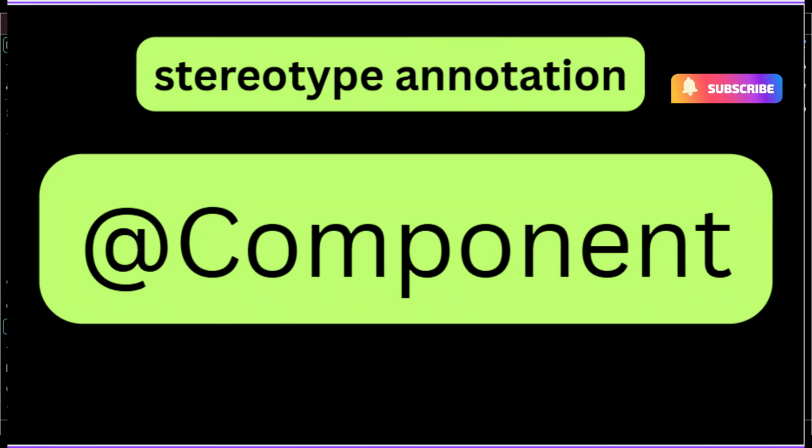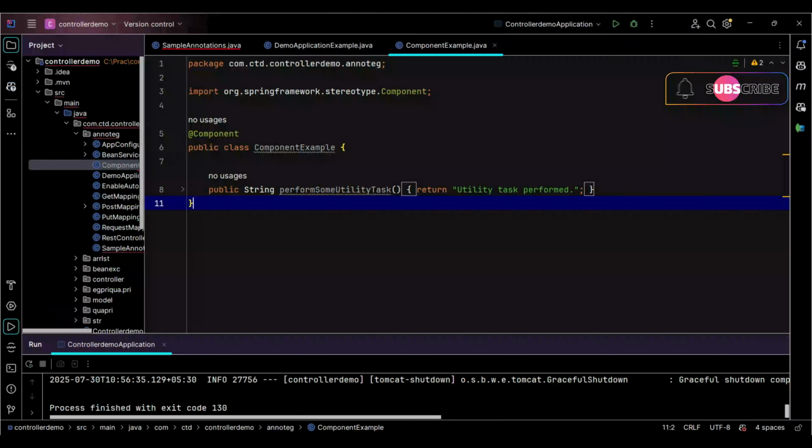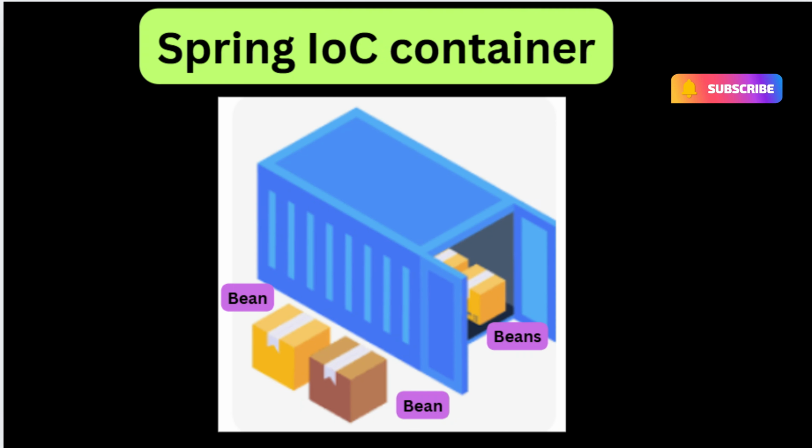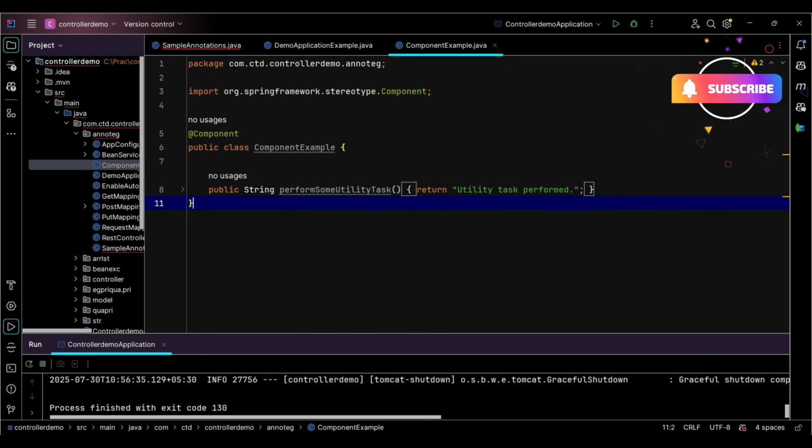Now this is one of the important ones after @SpringBootApplication. It is a stereotype annotation which indicates that the class is annotated as a component or a bean, so it should be managed by the Spring container, that is the IoC container. Whenever you mark any class with @Component, it is considered a component and a bean, and Spring will manage its life cycle. It is a general-purpose Spring-managed component, not a more specific one; it is at the more general category.